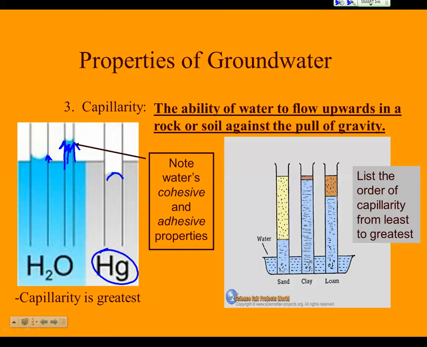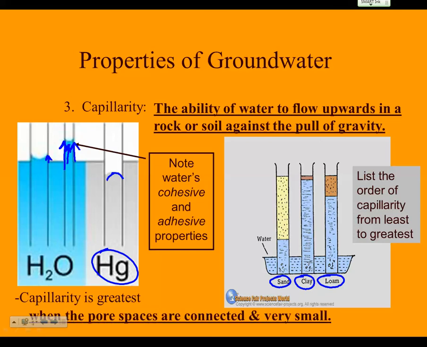And so the most capillarity would occur in the clay. The least would be in the sand because the particles are bigger. And kind of a medium effect with loam, which is kind of a mixture of the two. So when pore spaces are connected and very small, that's when capillarity is highest. Now if it's too small, like this clay can actually be really small sometimes, then it actually has lower capillarity because although it's connected, it's just not well connected. There's too much plugging up the space.